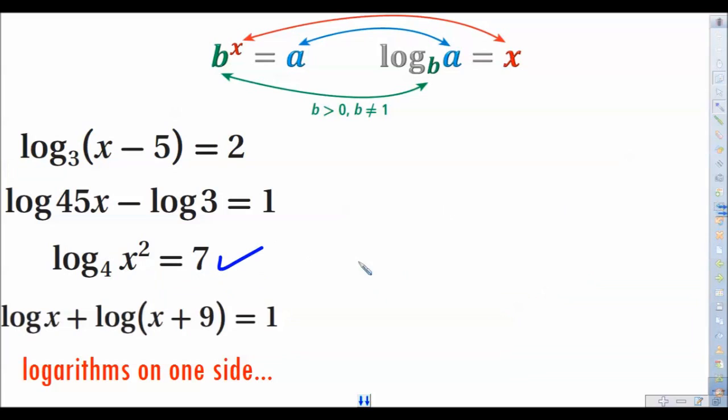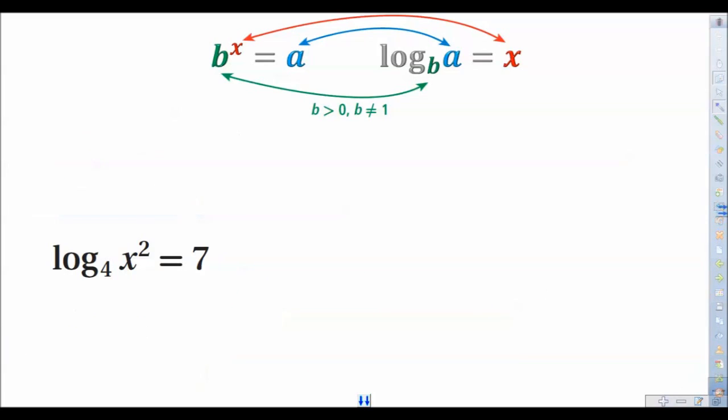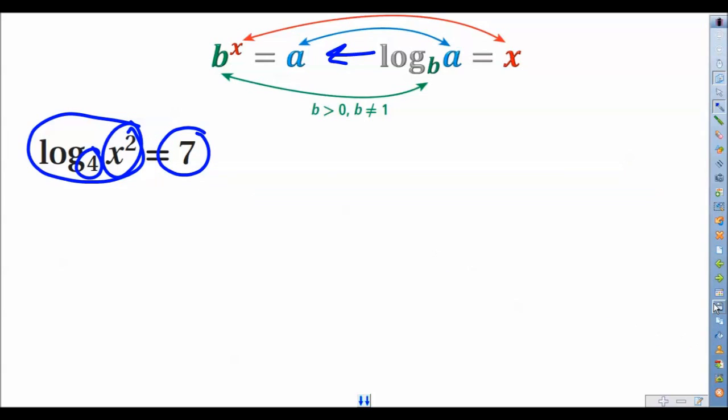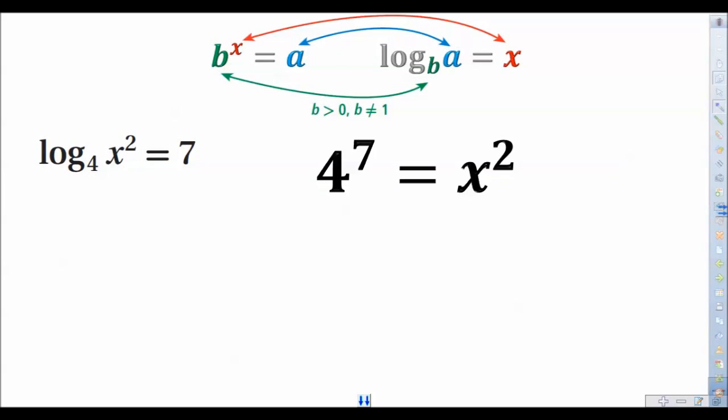Let's look at the third one right here. Is this ready to go? Up here? Yeah, how can we tell? We didn't have to do the division move because we only had one logarithm here. So B, and this is going to be our x value here, and there's our a right there. So we change all those three things here. There we go. 4 to the 7th power has to be x squared.